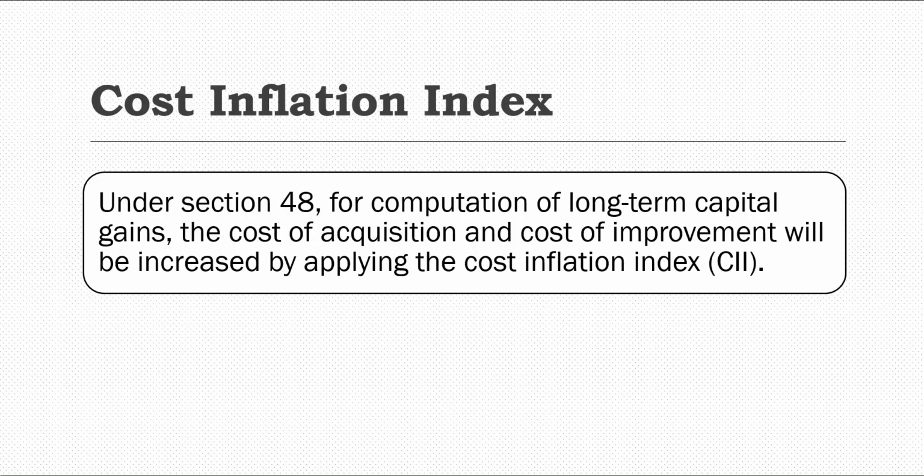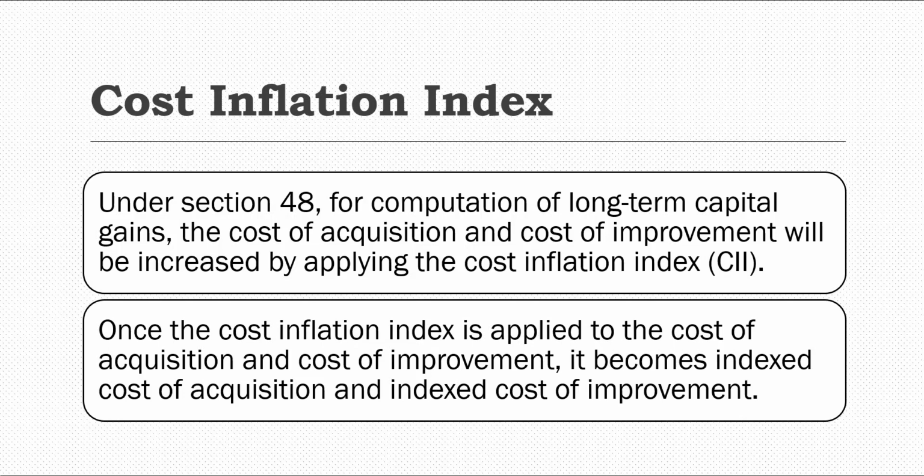So there is something called the cost inflation index. On long-term capital gains, you are allowed that. Under section 48, for computation of long-term capital gains, the cost of acquisition and cost of improvement will be increased by applying the cost inflation index. I'll just show you. You have to apply that to understand what kind of long-term capital gains you have made. Once the cost inflation index is applied to the cost of acquisition and cost of improvement, it becomes indexed cost of acquisition and indexed cost of improvement.